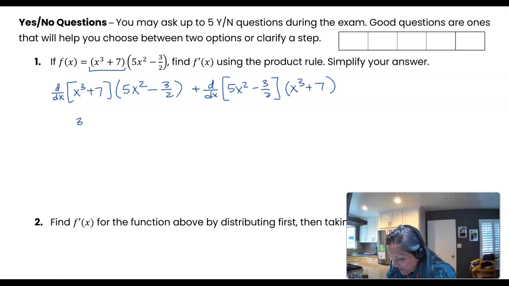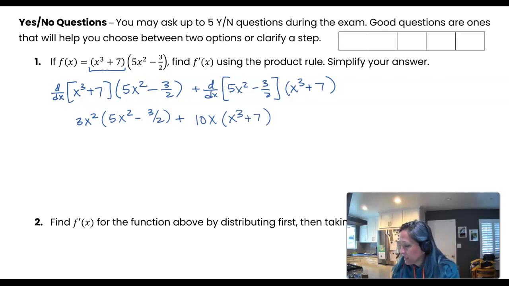So derivative of our first function, 3x squared, times our second plus the derivative of our second function, 10x times our first function. And then it does say that we need to simplify our answer, right? So we have to go through and look at this and be like, all right, fine.